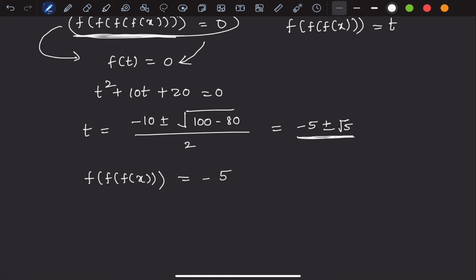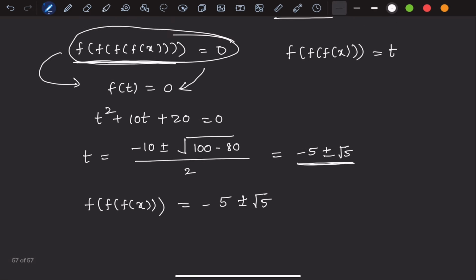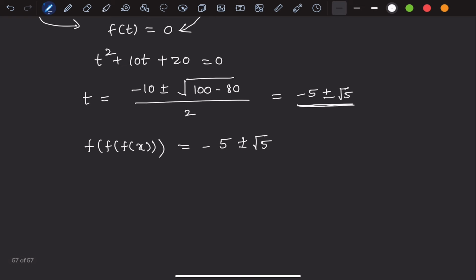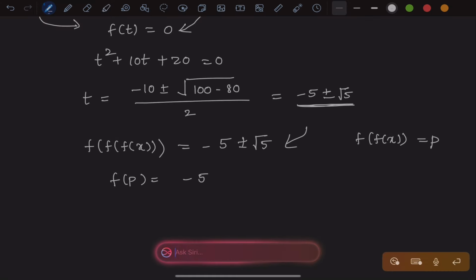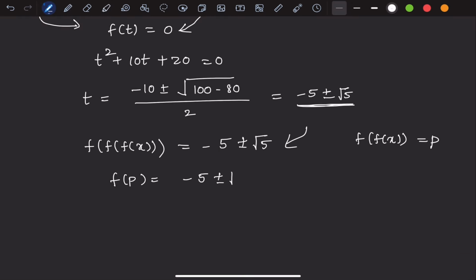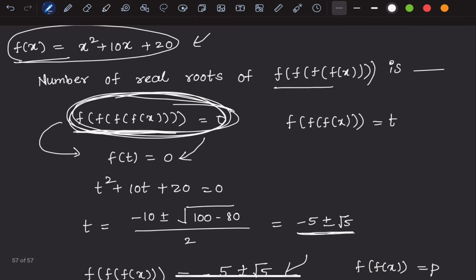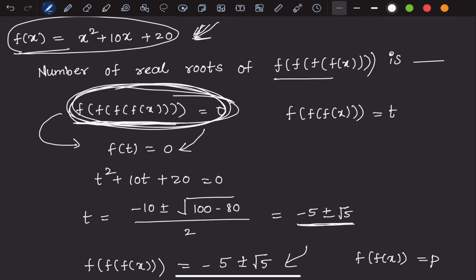When this becomes minus 5 plus or minus root 5, only then this becomes 0. Alright. Now let us go ahead and solve this. Now let us assume f of x is equal to p. So then this becomes f of p is equal to minus 5 plus or minus root 5.